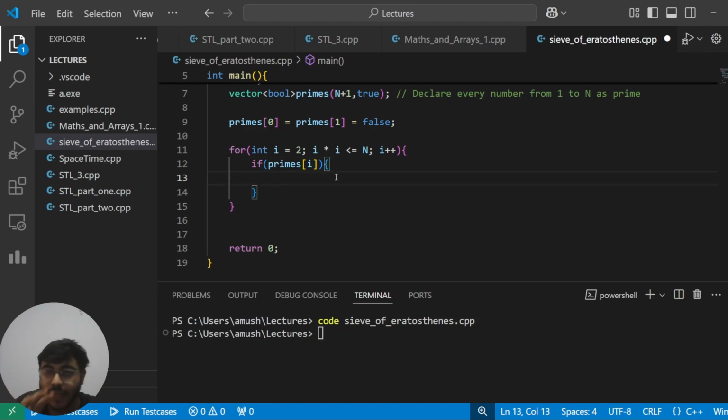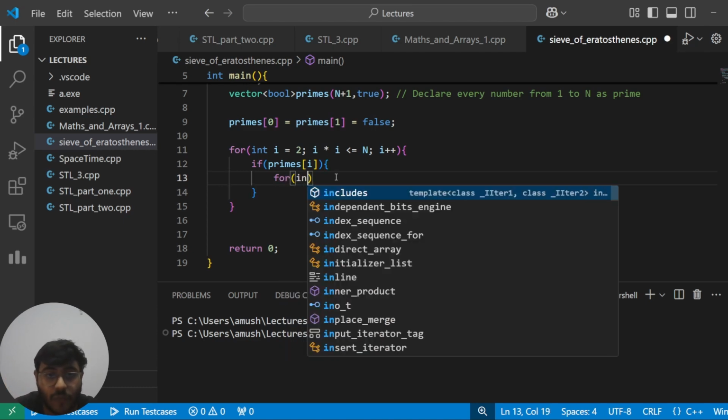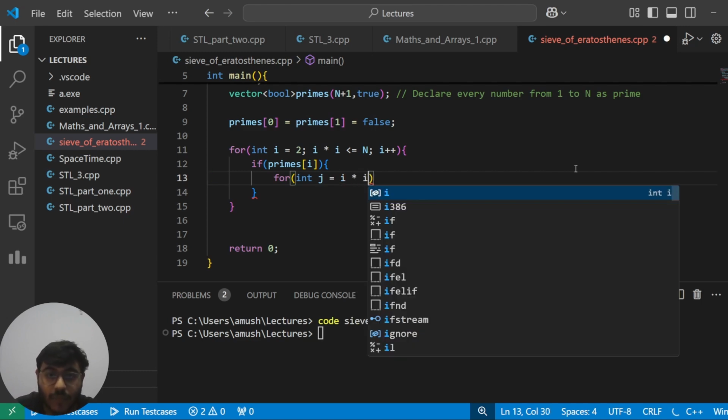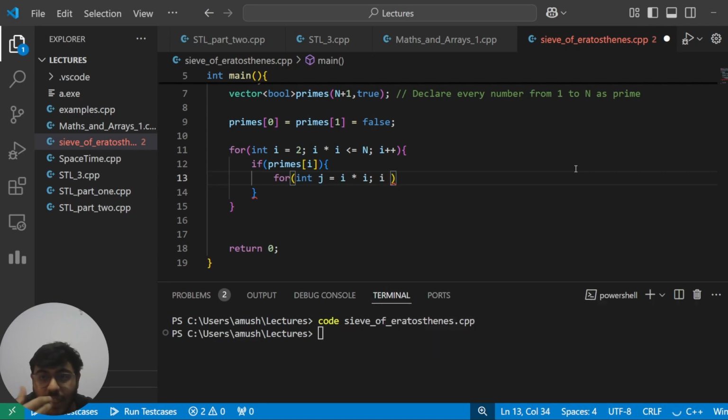If it is true, this means that we have landed on a prime number, and what we'll do is move ahead and start marking its multiples. So for int j equal to what? As I said, I will start from i into i always. Why? Because as we saw in the case of 5 into 5, 3 into 5 and 2 into 5 have already been covered, so there is no need to check them again. So we start from i into i. Remember, we do not start from 2 into i, we start from i into i. That was basically to save time.